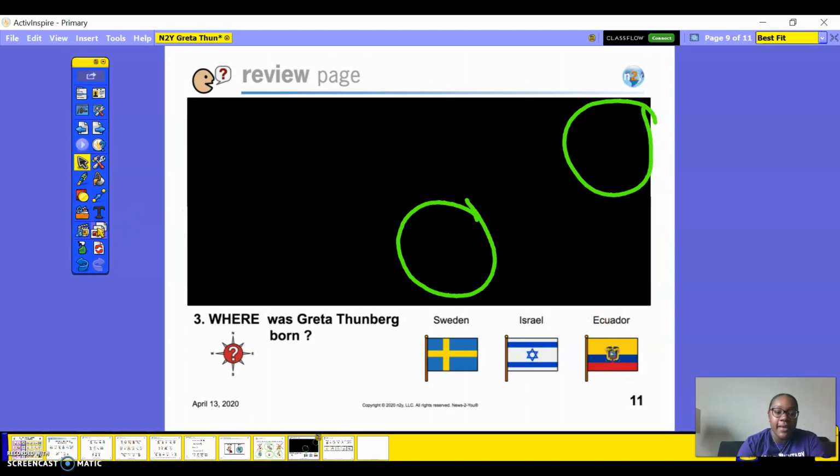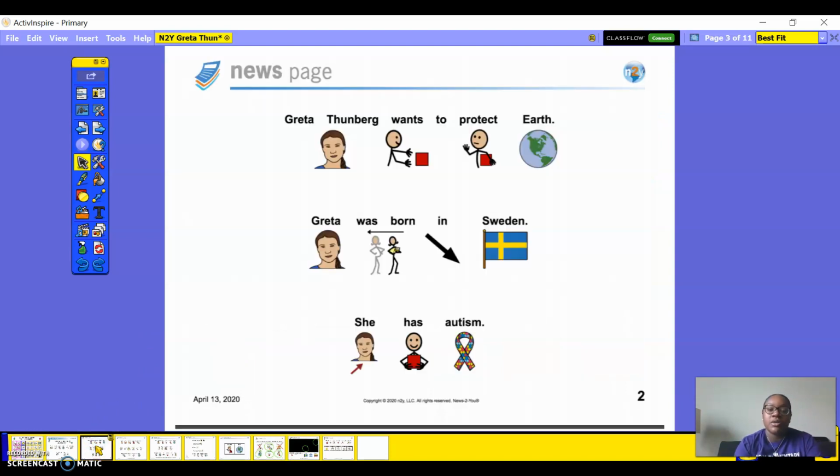So I'm going to go back to that page because this is a harder question. All right, where was she born? Look at page 2. Where was she born? When you found the answer, go back to your review page and circle the correct one.